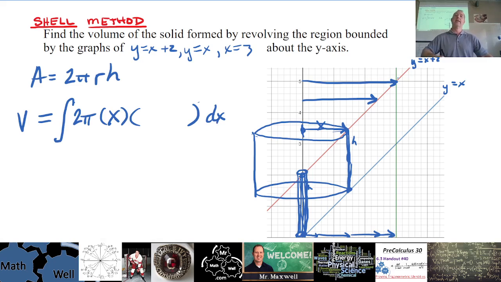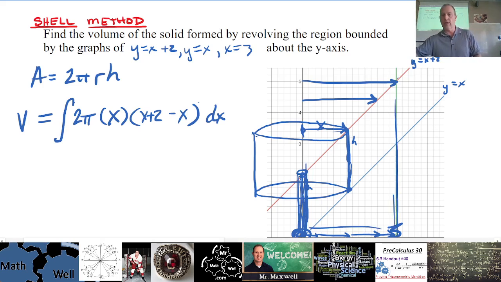The height, h, we said, throughout this whole range from 0 to 3, is going to be the top function minus the bottom function. So this is going to be x plus 2 minus x. And we want to stack these cylinders as the radius grows in the x direction. We're going to start at 0, and we're going to go to a vertical line of 3. So we're going to have 0 to 3 right here.